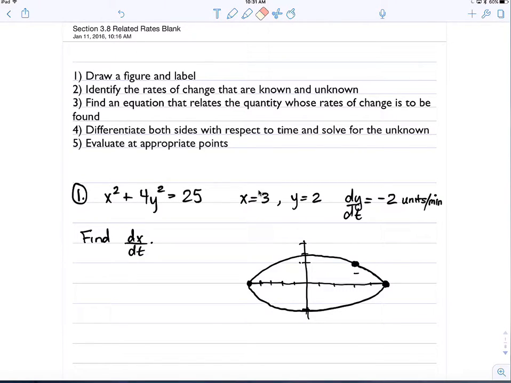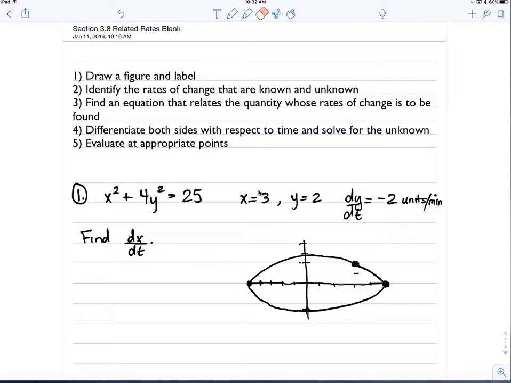Alright, related rates. We're going to be able to do applications of some of the derivative rules that we've been talking about. The first thing they suggest when you read a word problem is to draw a figure and label it. A lot of times that helps.